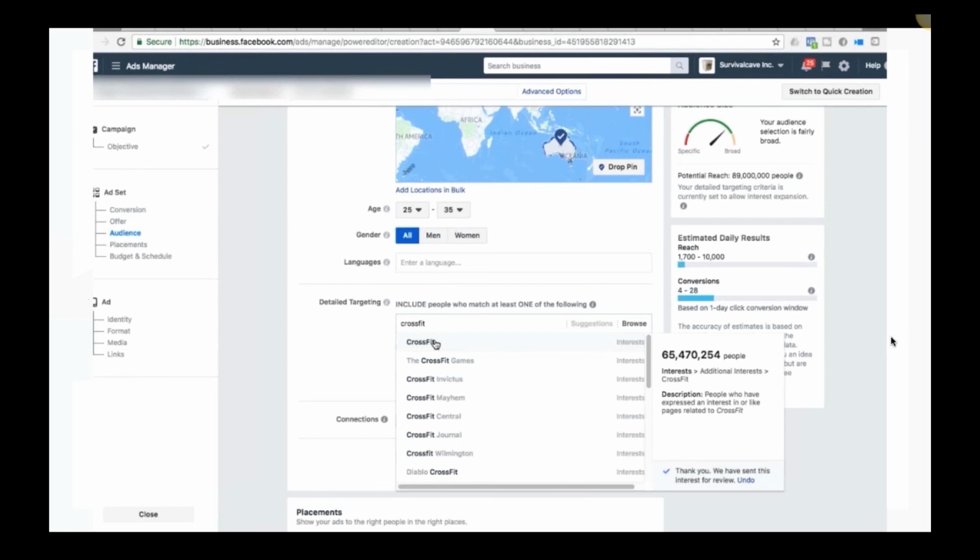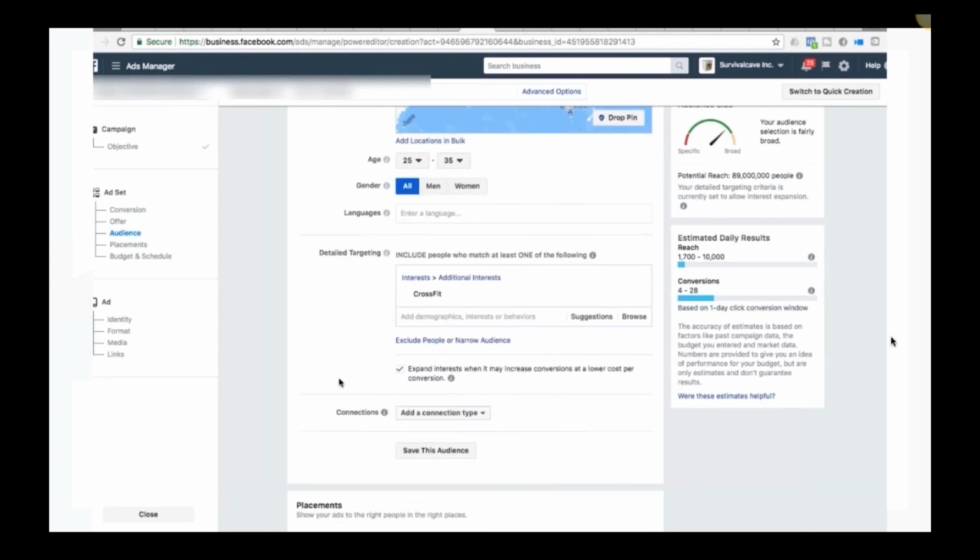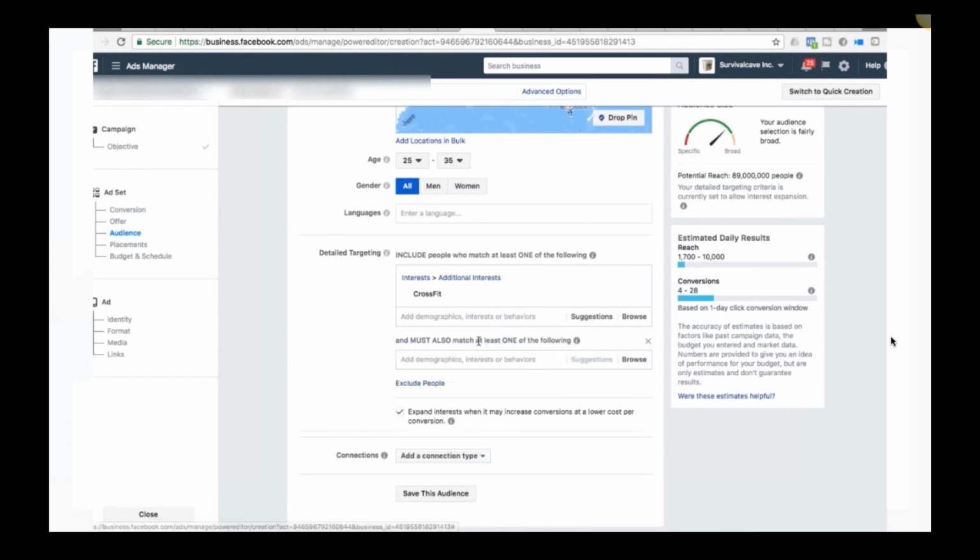Okay, so we've got 65 million people who like CrossFit, and they say with all those countries, you've got a potential reach of 89 million. Obviously, that's too big, okay? So now what we're going to do is we're going to narrow our audience. You got a choice of excluding people here or narrowing your audience, okay? So let's go ahead and click on narrow. And now it's going to say, and must also match at least one of the following.